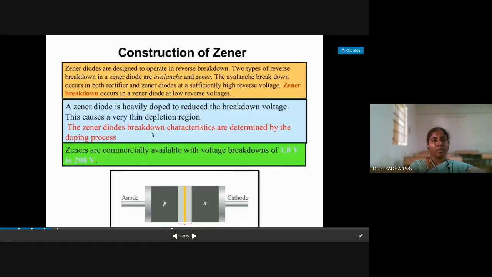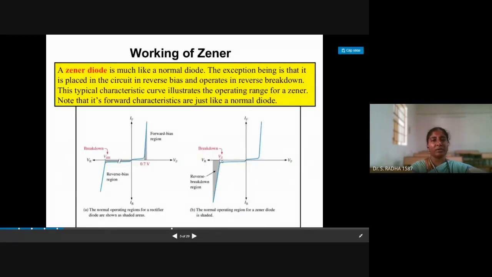And if you see here, with heavy doping, it will exhibit breakdown. Generally, the breakdown voltage will be from 1.8 volts to 200 volts. Breakdown means in the reverse bias, at one particular voltage, there is a sharp increase in the current. So the first graph is for the PN diode, the normal operating regions for a rectifier. Rectifier means PN diode. The second one is the Zener diode.